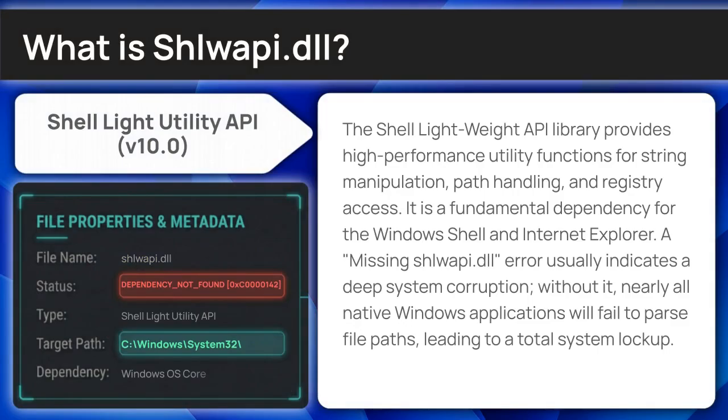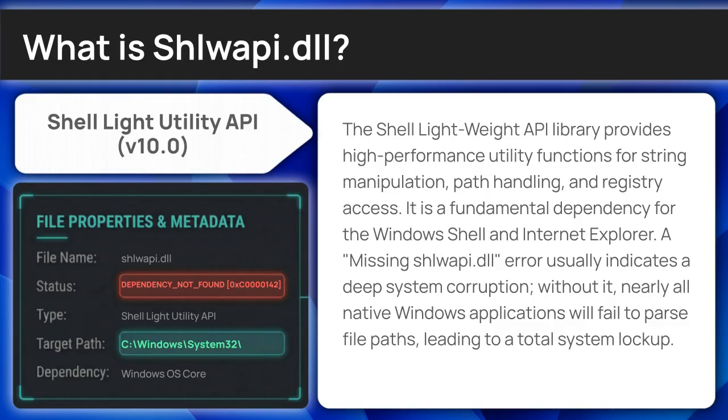This is the Shlwapi module. The Shell Lightweight API library provides high-performance utility functions for string manipulation, path handling, and registry access. It is a fundamental dependency for the Windows Shell and Internet Explorer. A missing Shlwapi.dll error usually indicates a deep system corruption. Without it, nearly all native Windows applications will fail to parse file paths, leading to a total system lockup.